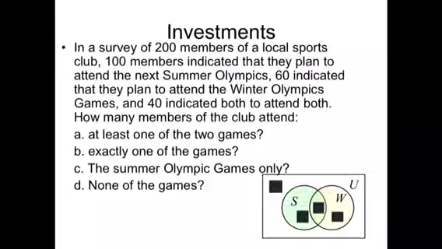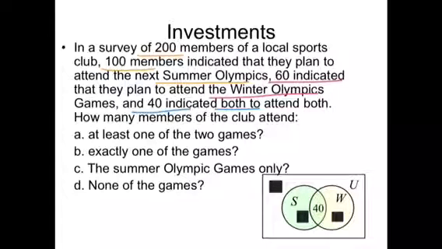Okay, so we have some important numbers here. We know there's 200 people total. Of those 200 people, 100 of them go to the Summer Olympics. 60 of them are going to go to the Winter Olympics. And 40 are going to go to both. So when we're filling out a Venn diagram, again, we're going to start with those who did both. So 40 of them did both, which means that's going to be our very middle.